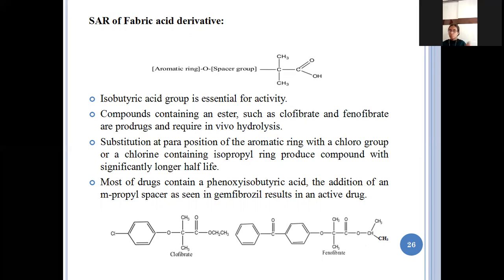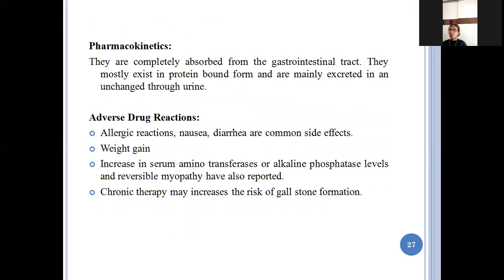So it increases the half-life when the structure contains the chloro group or chlorine-containing isopropyl at the para position. In most of the drugs containing phenoxy isobutyric acid, the addition of the propyl spacer seen in gemfibrozil results in an active drug. So this is the SAR. Next, pharmacokinetics. It is completely absorbed in the gastrointestinal tract, it has good protein binding capacity, and it is excreted in the urine in unchanged form.